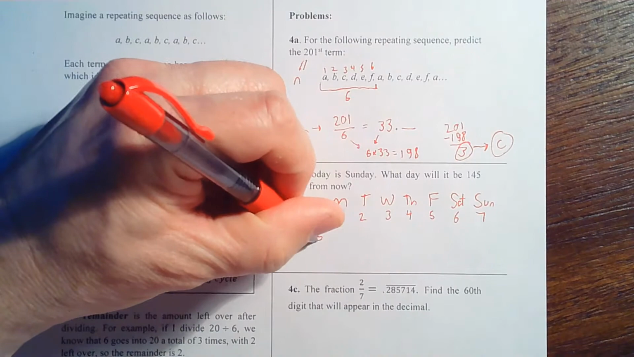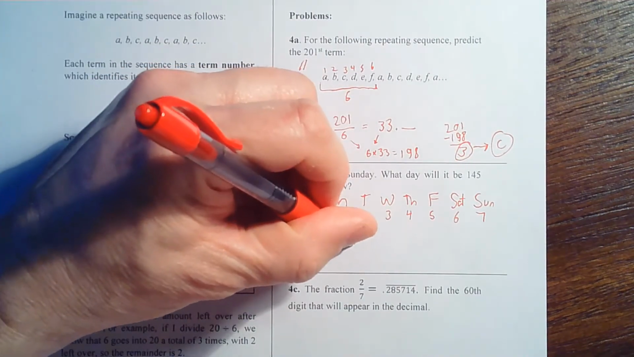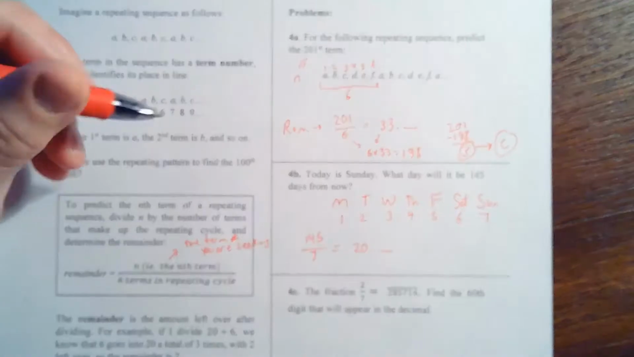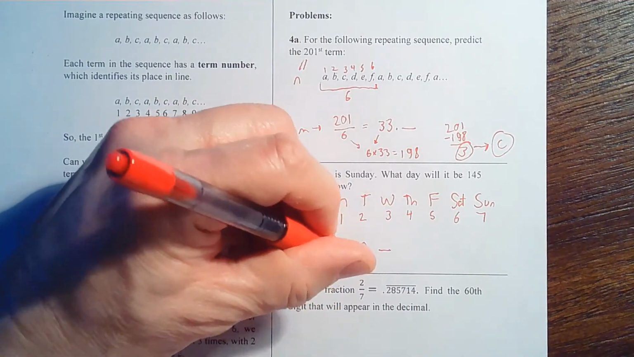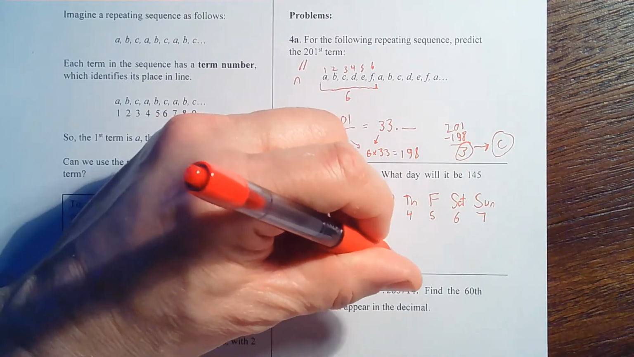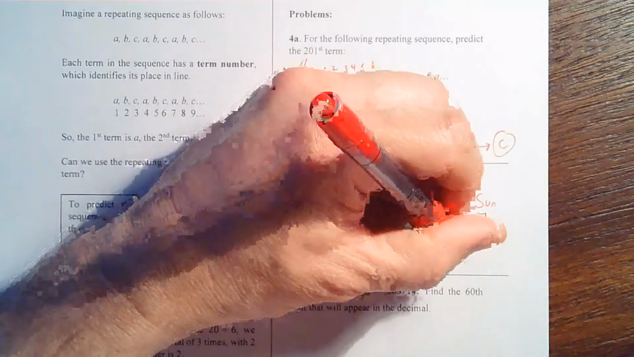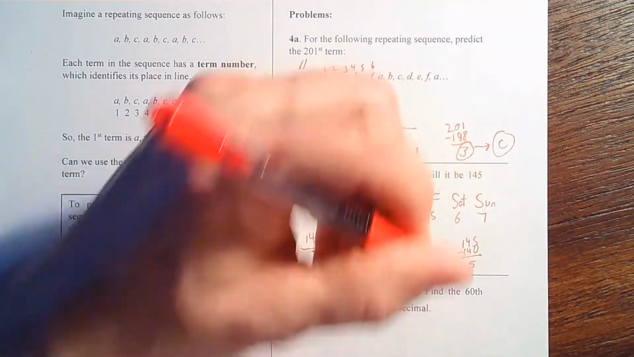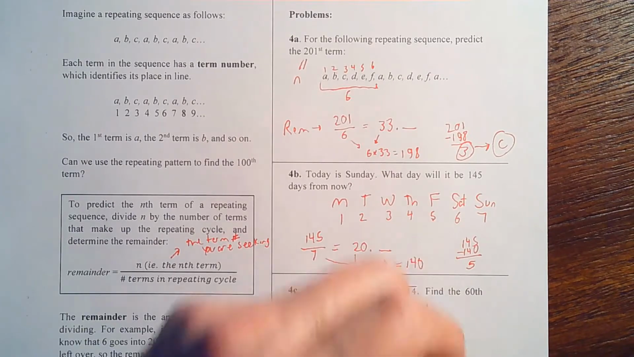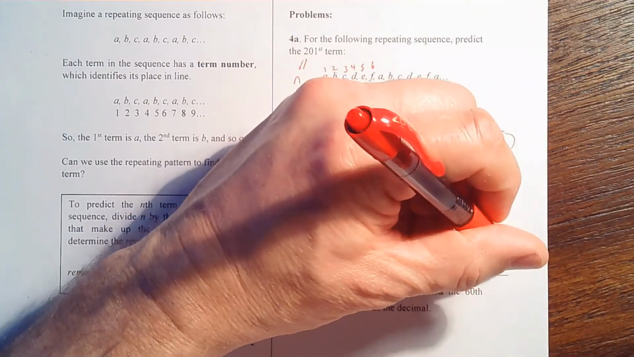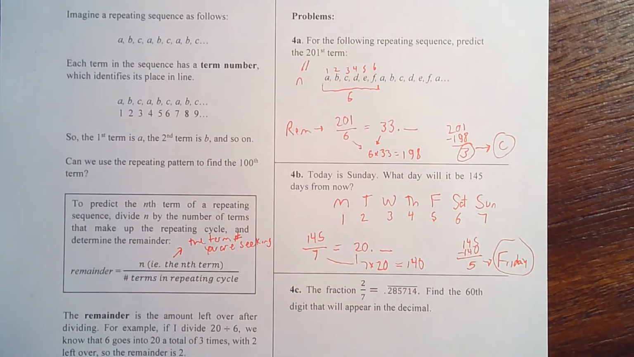All right, well, it's easy from here. Our n is 145. There's 7 numbers in our repeating cycle. When we divide that on the calculator, we get 20 point something. All that matters is the number in front of the decimal. Multiply 7 by 20, we get 140. Out of 145, 140, well, that leaves a remainder of 5 when you subtract them. And you can see the 5th day of the week is Friday. And so Friday is our 145th term.